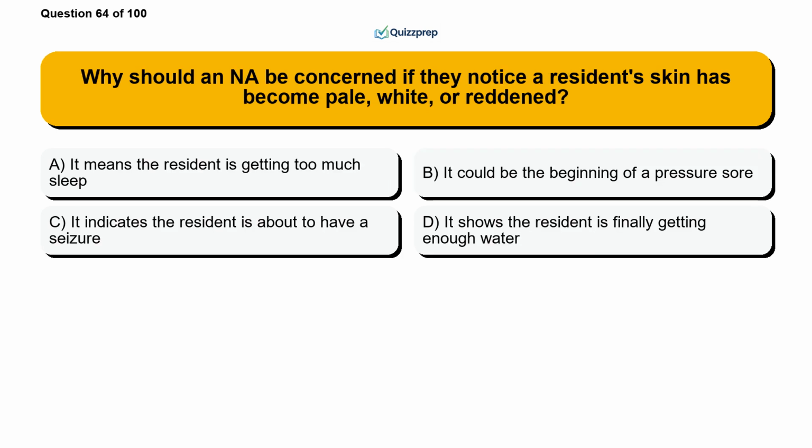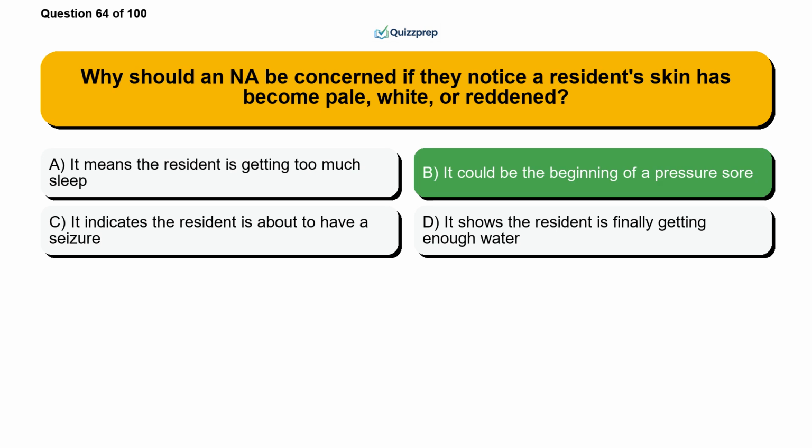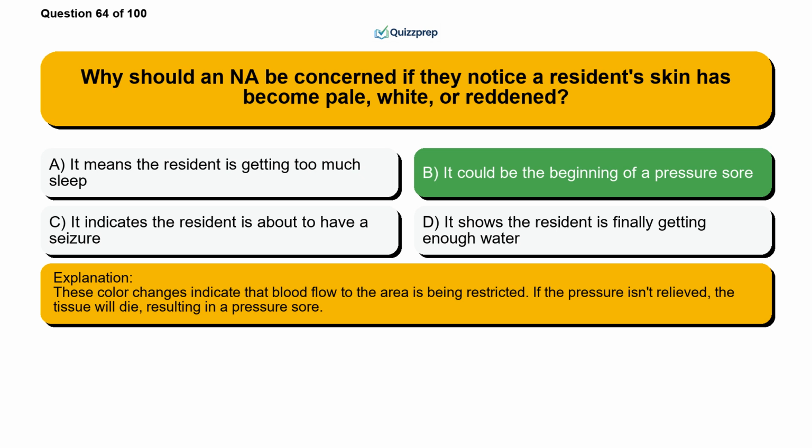Question 64. Why should a NA be concerned if they notice a resident's skin has become pale, white, or reddened? Option A. It means the resident is getting too much sleep. Option B. It could be the beginning of a pressure sore. Option C. It indicates the resident is about to have a seizure. Option D. It shows the resident is finally getting enough water. The correct answer is option B. It could be the beginning of a pressure sore. These color changes indicate that blood flow to the area is being restricted. If the pressure isn't relieved, the tissue will die, resulting in a pressure sore.